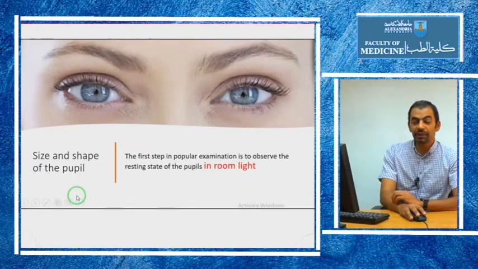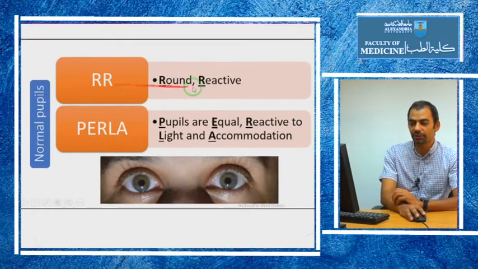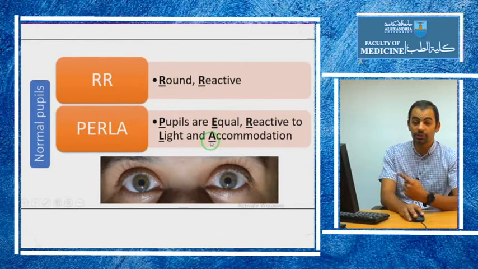So the first step in the examination of the pupils is to look in the normal ordinary room light and to observe the size and the shape of the pupils. When we are having a person with normal pupils, we document that in the examination sheet by saying that the pupils are rounded and reactive. We abbreviate that as RR, or we say that the pupils are PERLA. PERLA stands for pupils are equal in size, reactive to light and accommodation, and we will see the meaning of that in the next few slides.